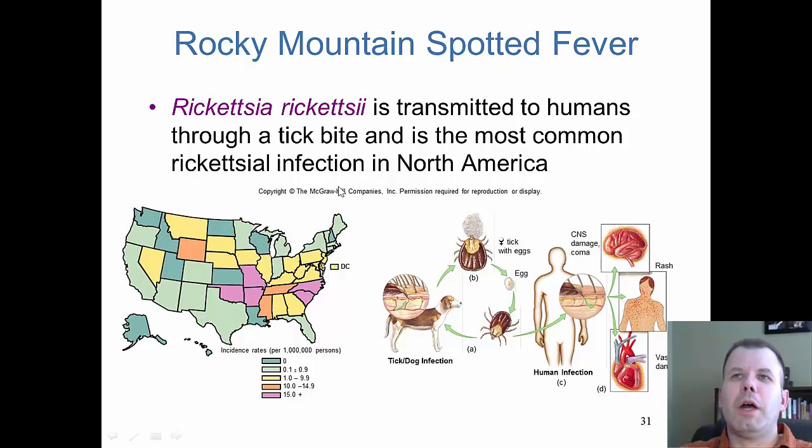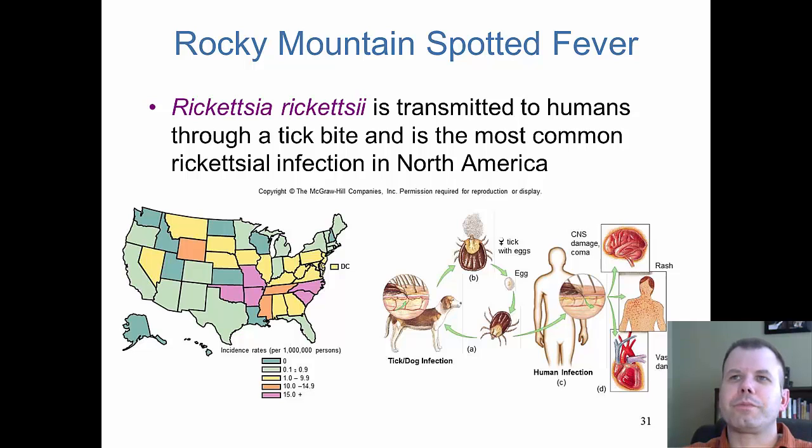Okay. Again, Rocky Mountain spotted fever is caused by Rickettsiae, and again, it's transmitted to humans through a tick bite. And again, it's the most common rickettsial infection in North America. You can see where it is, and then the highest numbers are in the southeast and on the east side of the United States. And again, typically it's carried by dog ticks. Sometimes the tick will be the incidental host biting humans, release the bacteria, and it can cause central nervous damage, coma, the spotted rash that's associated with it, and it can lead to vascular damage as well.